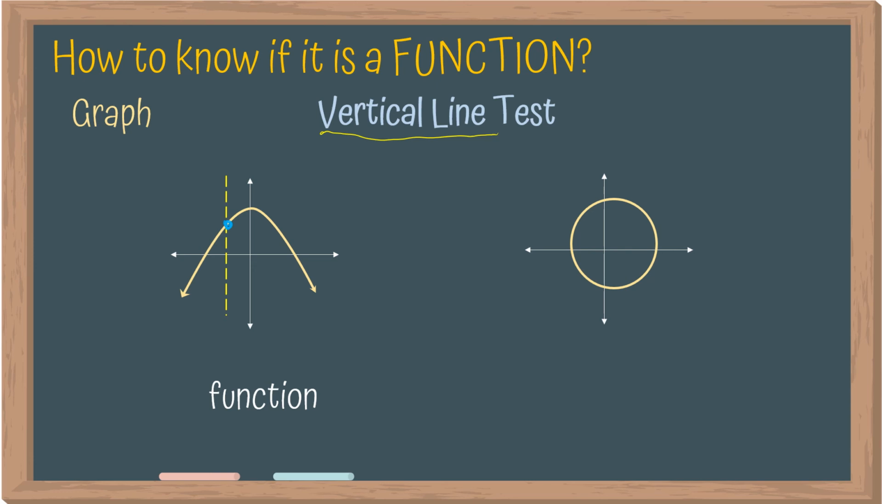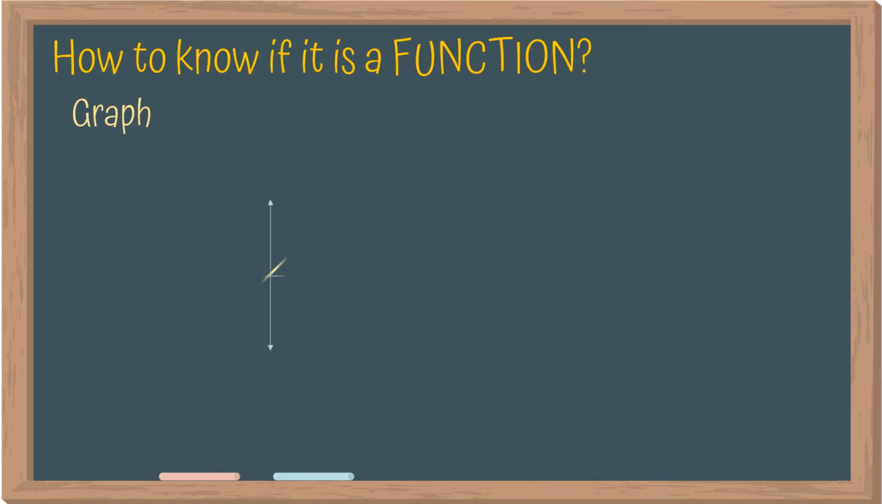Another example. Let's say we have here a circle. So again, drawing a vertical line intersecting our graph. Let's check. So the vertical line intersected the graph at 2 points. Okay? So since the vertical line intersected the graph at more than 1 point, we can say that this is not a function.